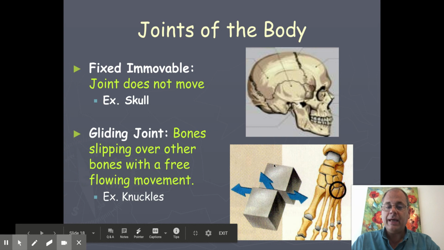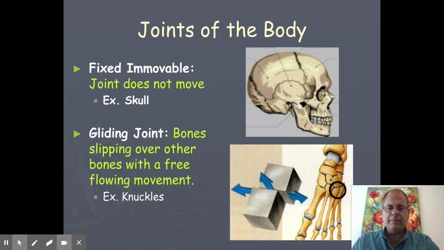You have some gliding joints, which are your wrist joints. You have some bones that are like blocks, but they slide back and forth. Those are gliding joints in your knuckles.